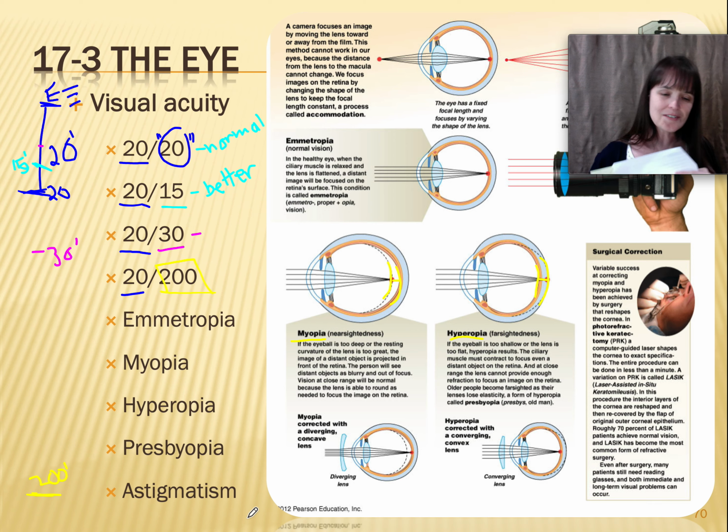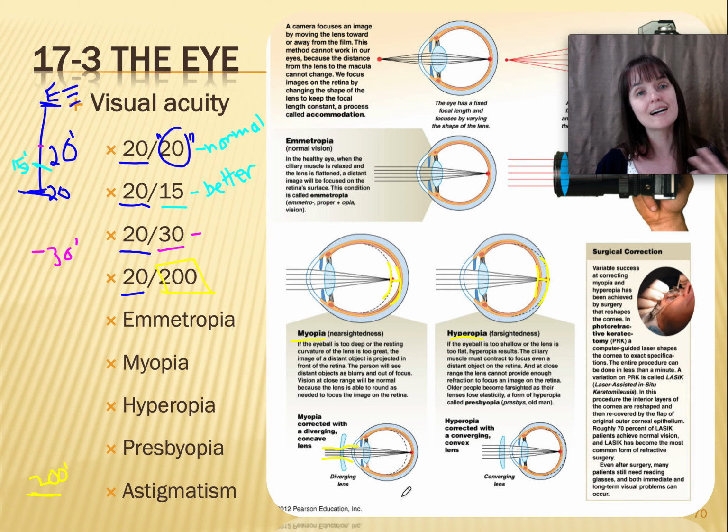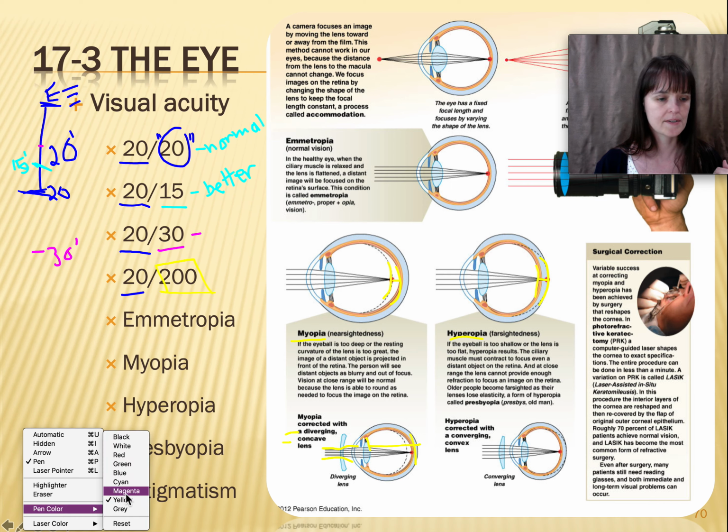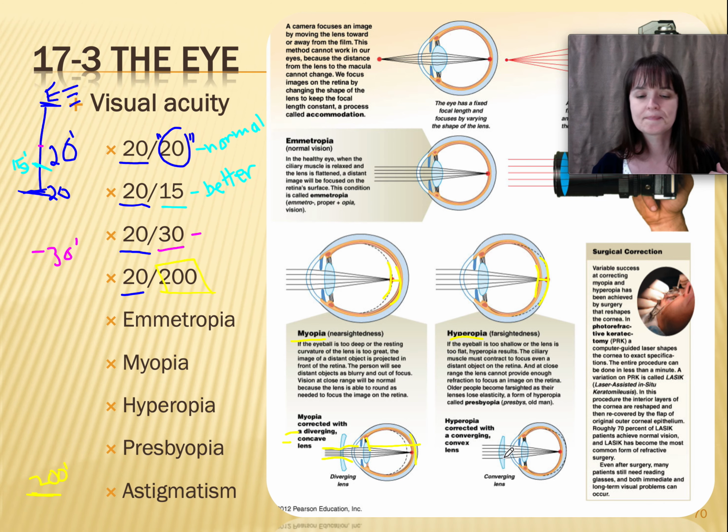How are lenses used to correct vision problems? Okay, so lenses in different shapes bend the light in different directions. So a concave lens is a divergent lens and lengthens the focal distance back to the retina. So for myopia, a diverging concave lens. I'm not seeing this yellow very well. Let's go back to magenta because magenta is always fun.